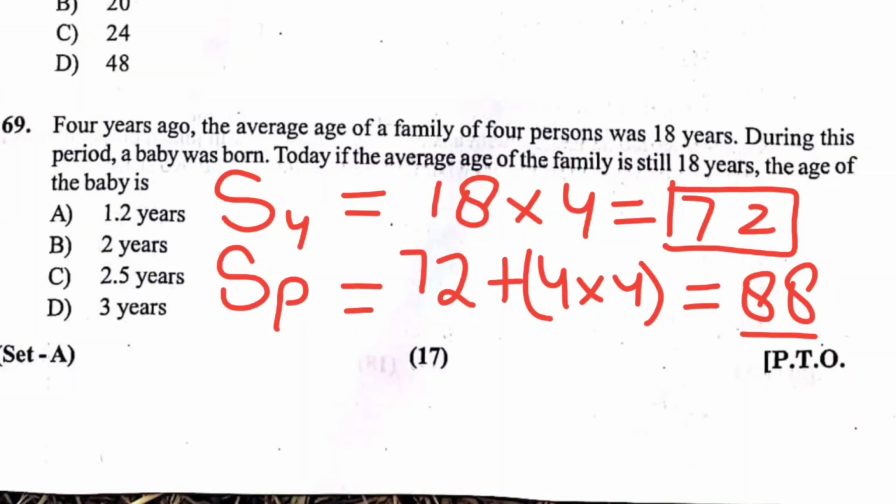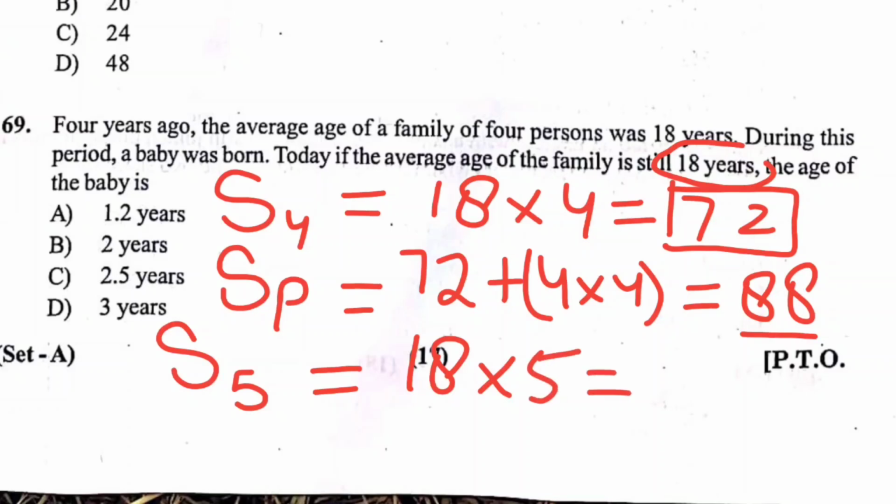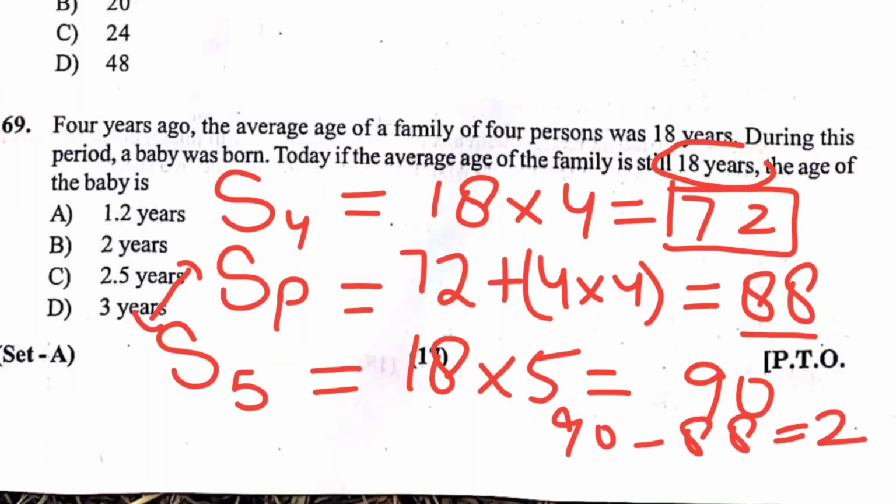Now, since a baby was born and the average age is still 18, we need to find out the sum of the ages of the five members this time. Since the average age is 18, we multiply it by 5, so it will be equal to 90. Now, what is the age of the baby? That will be equal to the sum of the 5 members' ages minus the sum of the 4 members' ages, which will be equal to 90 minus 88, which comes out to be 2 years. So the correct option, I guess, should be B.